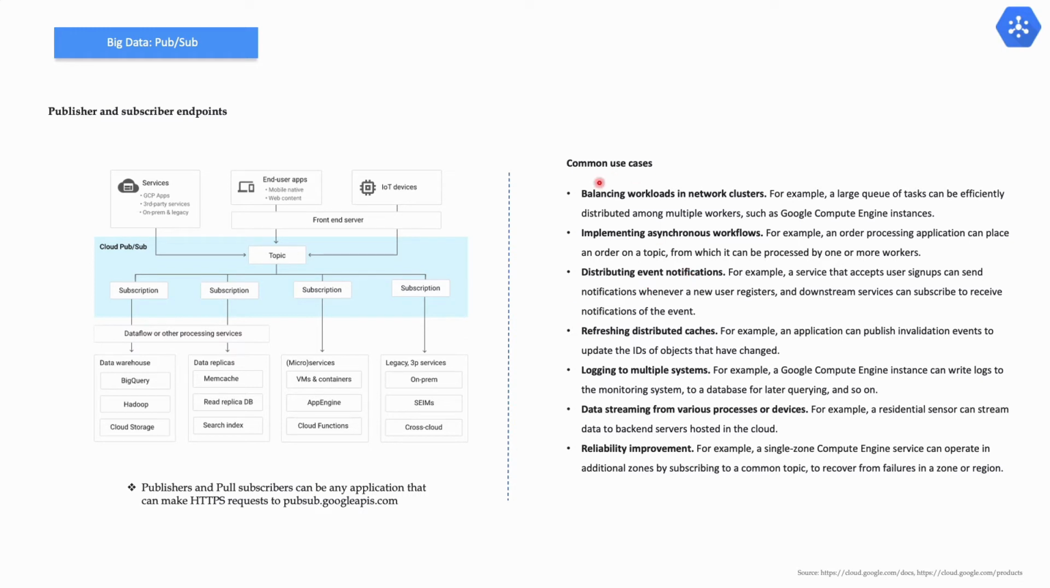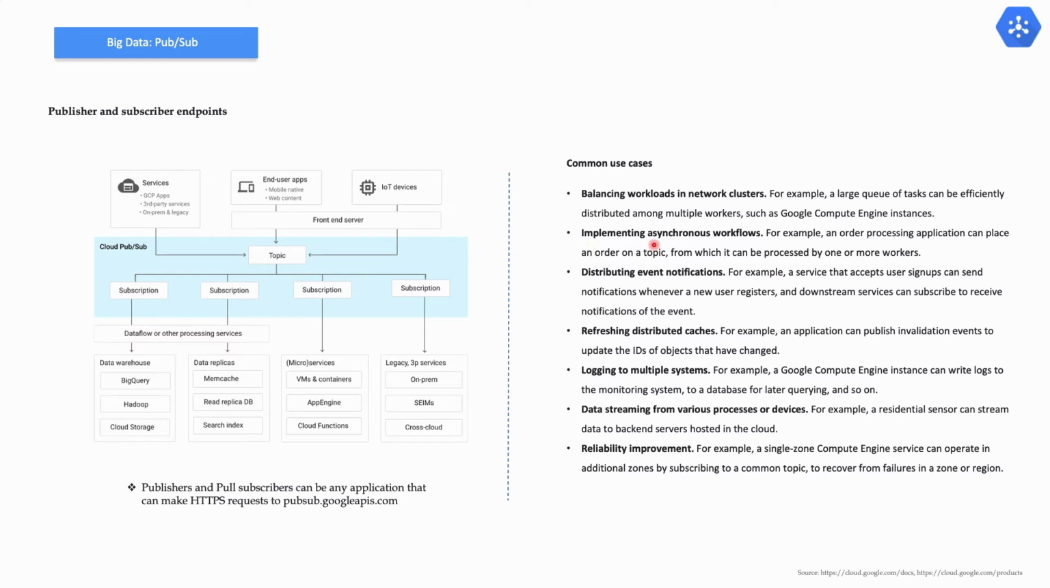pubsub.googleapis.com. Common use cases: balancing workload in network clusters. For example, a large queue of tasks can be efficiently distributed among multiple workers, such as Google Compute Engine instances. Implementing asynchronous workflows.